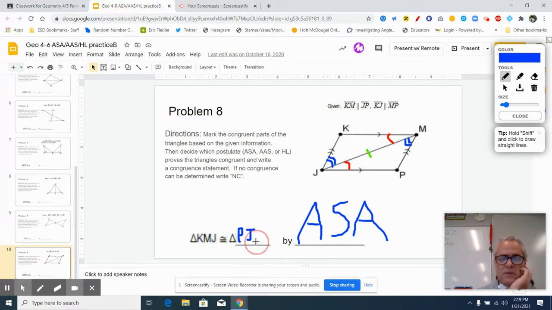Now, there'll be some students who say, I think you made a mistake, because doesn't J for the triangle on the top have to correspond to J on the triangle on the bottom? And the answer would be no. Look at where the arc marks are. The letters don't always have to match up, but you have to have this in this order, and your reason is ASA. Thank you for asking that question.